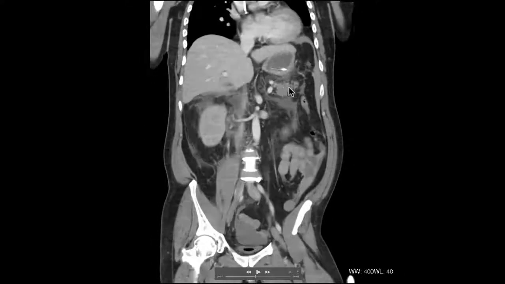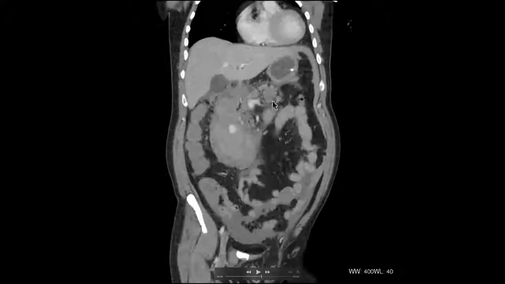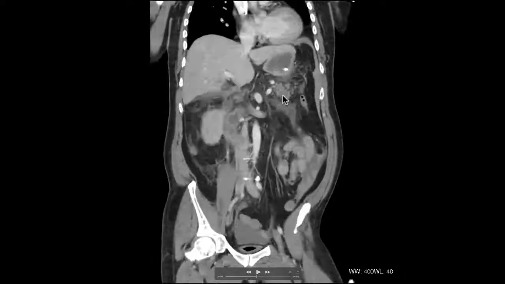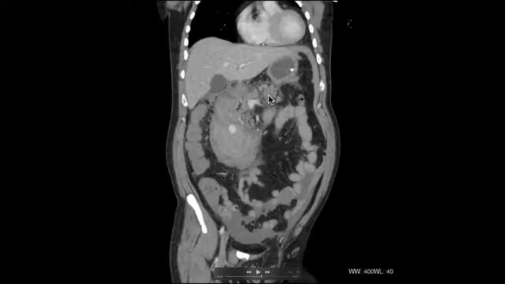So this is the pancreas. And you can see around the pancreas there's loads of stranding in keeping with the pancreatitis. You can see that the pancreas itself is enhancing normally, so that's good. You can't see any evidence of pancreatic necrosis. So if it's necrotic, it doesn't get a blood supply, and so it doesn't light up when you put the contrast in.